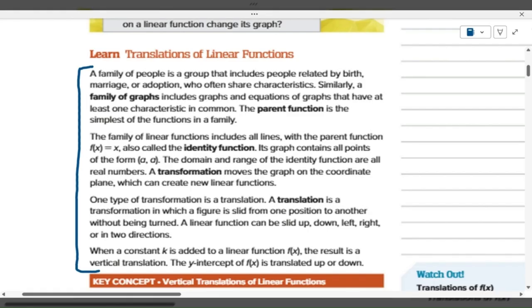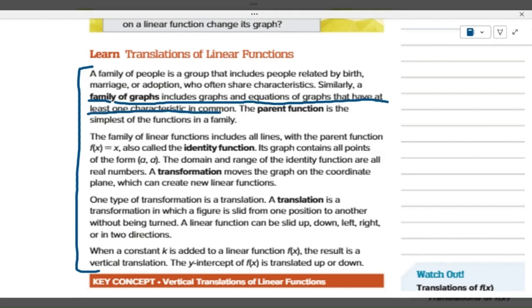So this says a family of people is a group that includes people related by birth, marriage, or adoption who often share characteristics. Similarly, a family of graphs includes graphs and equations of graphs that have at least one characteristic in common. And we call the original function the parent function, and it is the simplest function in a family of functions. So I want you to underline this part here. Family of graphs includes graphs and equations of graphs that have at least one characteristic in common. The parent function is the simplest function in the family.